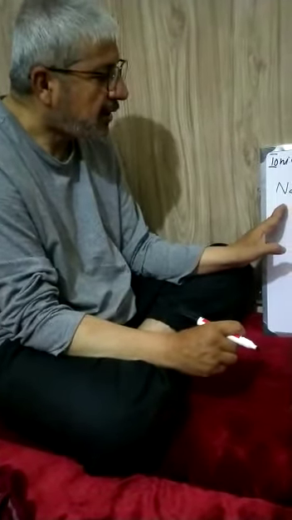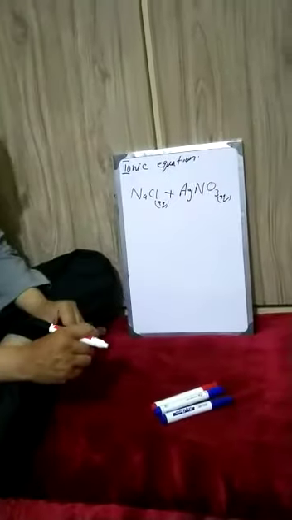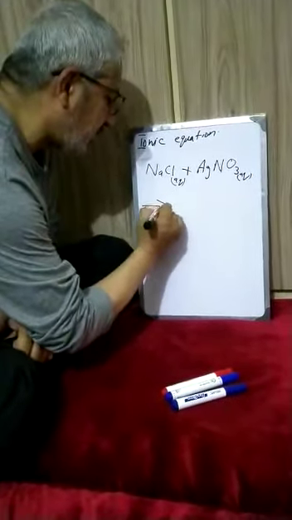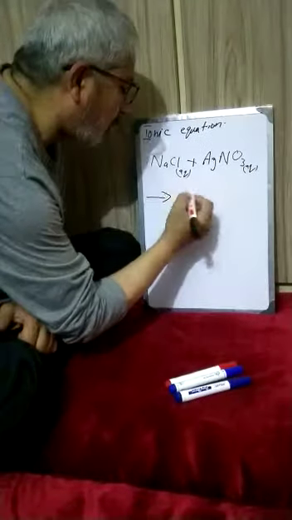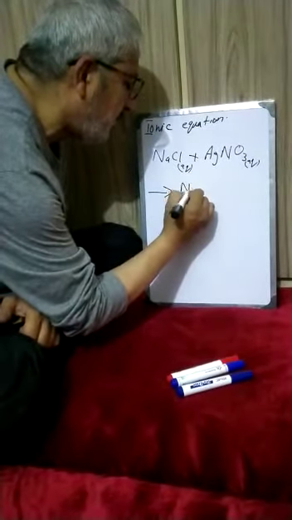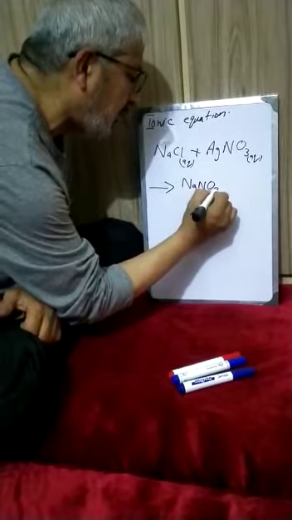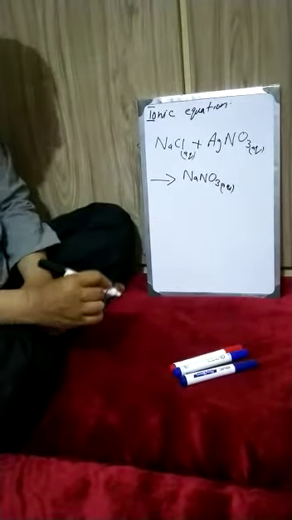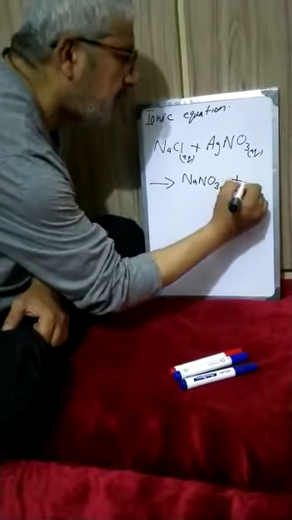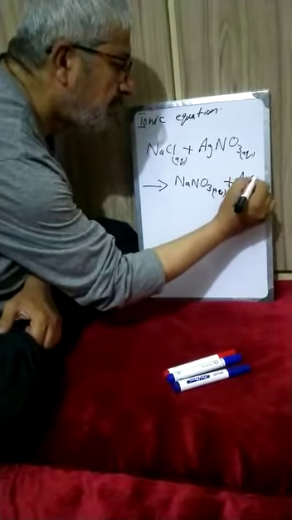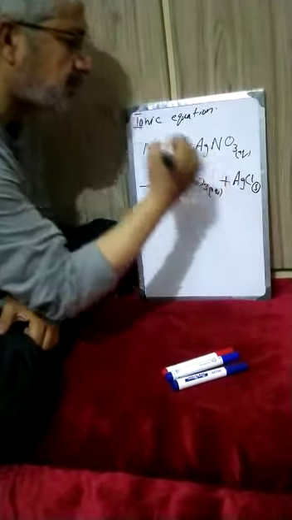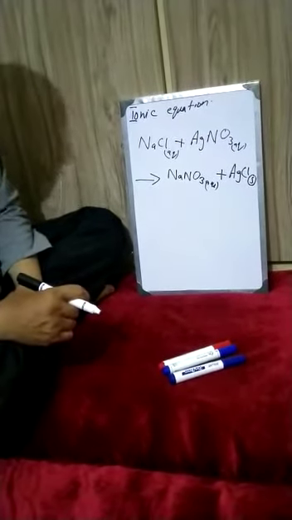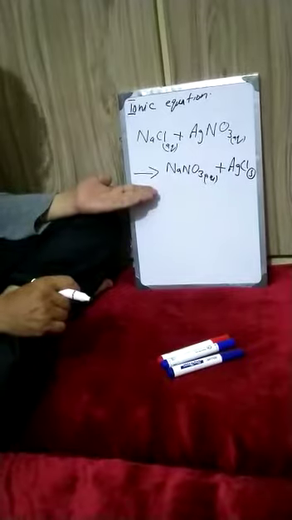Now when these two compounds react, the resulting compounds, or products, will be sodium nitrate, which is soluble in water, and silver chloride, which is insoluble in water. Now this is a general equation.